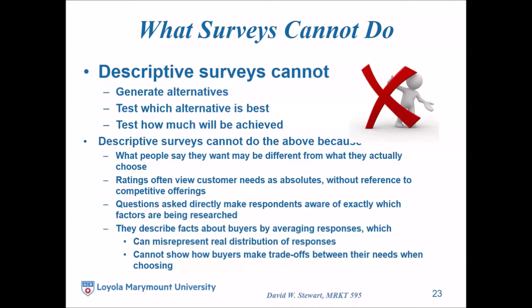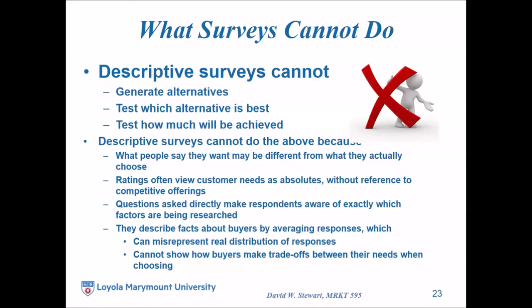The questions in surveys, descriptive surveys, have a tendency to tell people exactly what we're interested in. And this can be a real problem for certain kinds of questions. For example, for pricing. Would you prefer a higher price or a lower price? Well, I kind of know how that's going to come out. People just are aware of what's being researched.